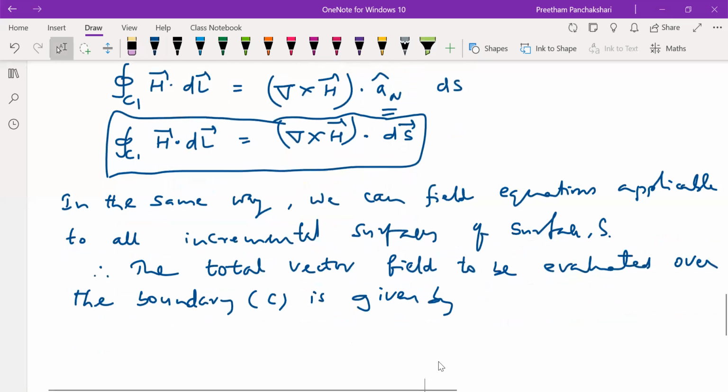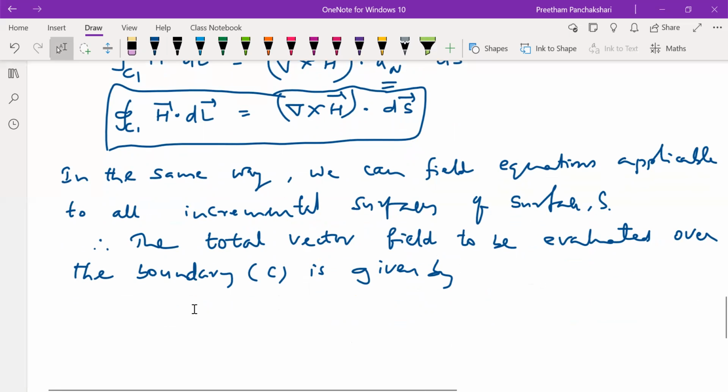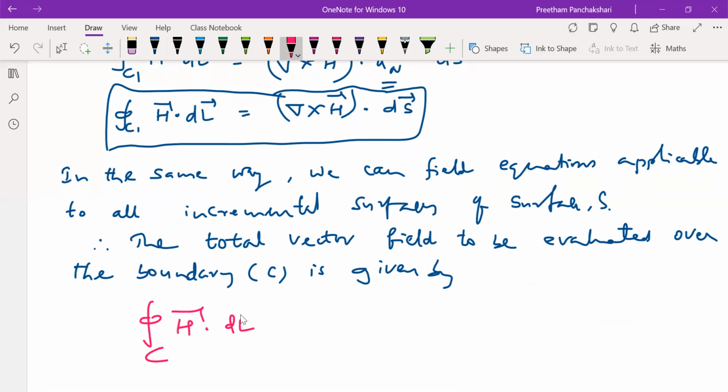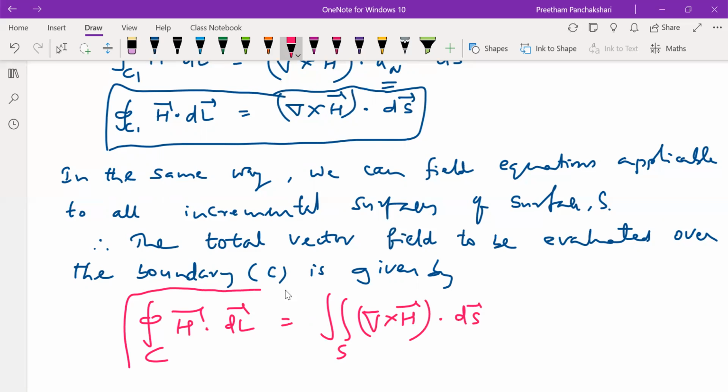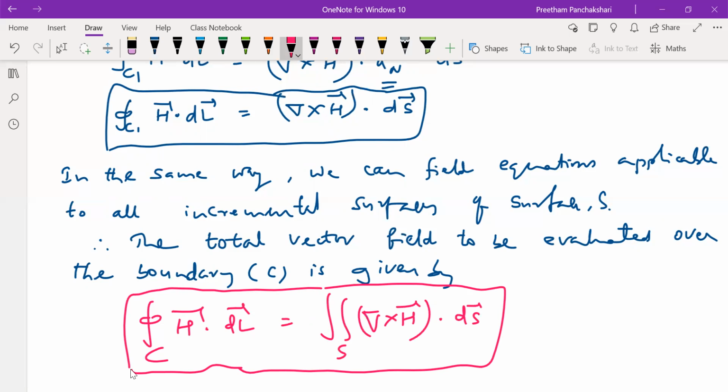So if you want to evaluate any vector field over the complete closed path, say boundary, then we can write that equation as closed path integration of H, that is equal to, we have to add all the curls of incremental surfaces, that is represented as integration here, that is curl H dot dS. So this forms the complete Stokes' theorem. In short, it says that any vector field can be evaluated either over the boundary or through addition of the curls of the field at every point on the surface. So that's about Stokes' theorem. Thank you.